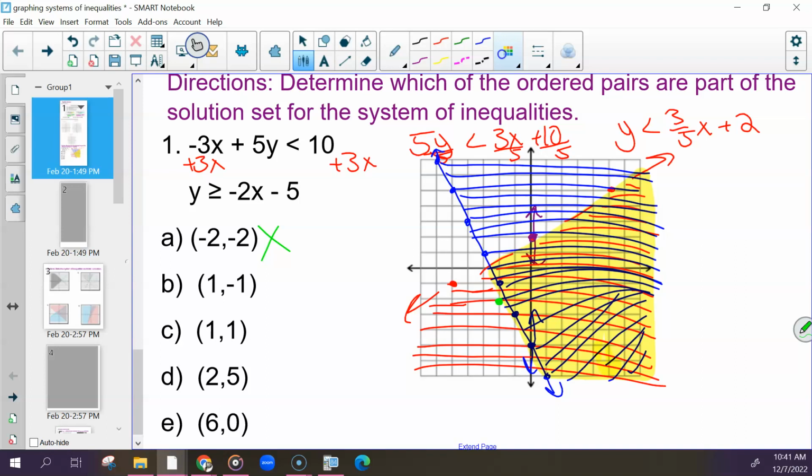1, -1. Would that fall in the overlapping shaded area? That's kind of hard to see. It is right here. Would that fall in that yellow area? Yes. 1, +1. Would that fall in that overlapping area? Yes. 2, +5. Would this fall in the overlapping area? Guys, pay attention. Would this fall in the overlapping area? No. And what about 6, 0? Would that fall in the overlapping?